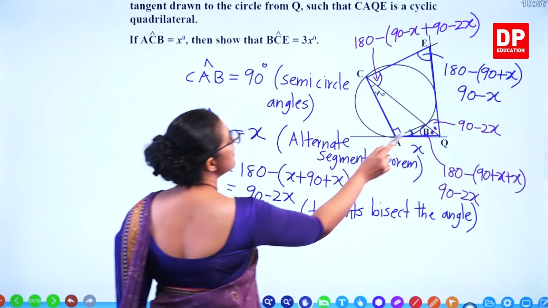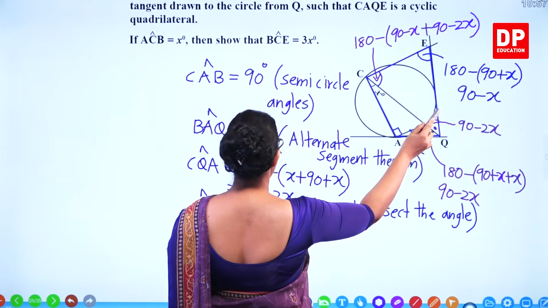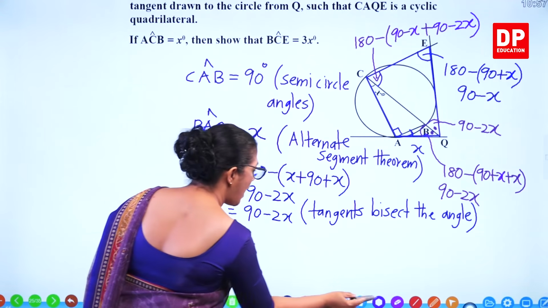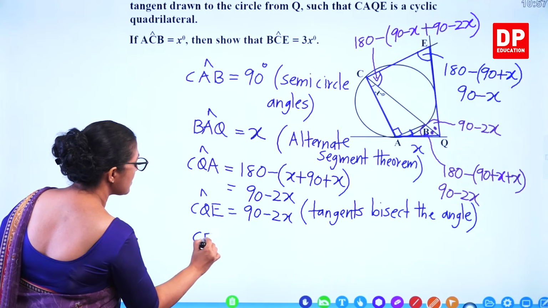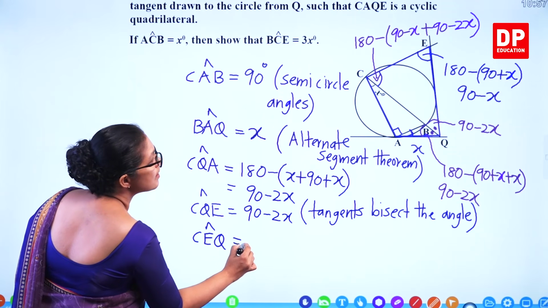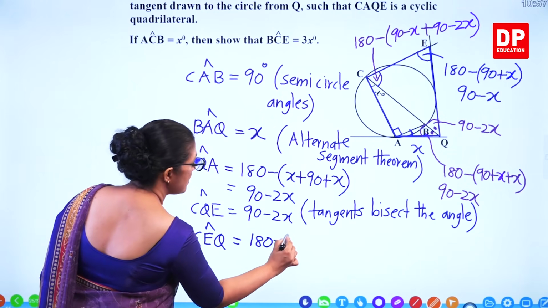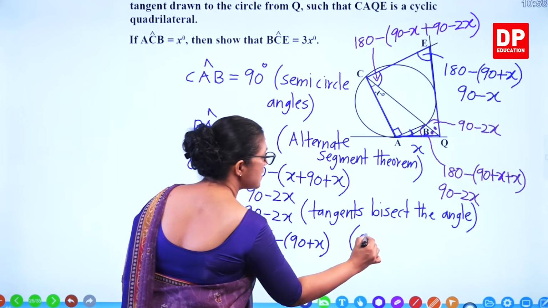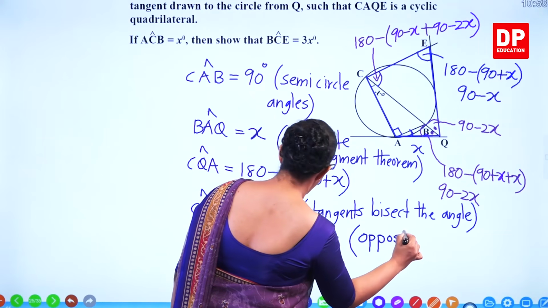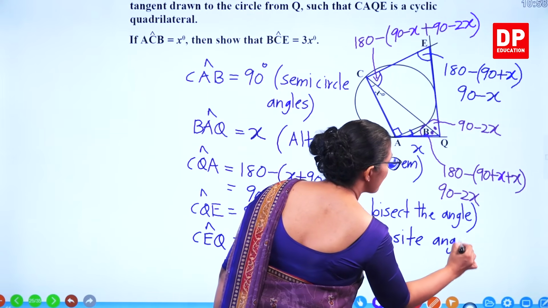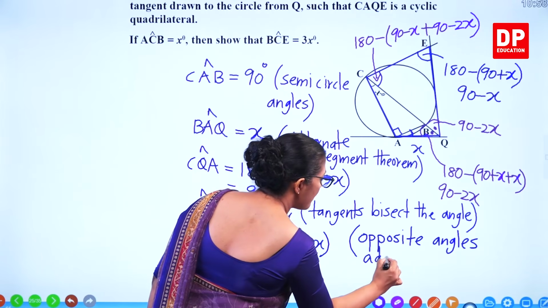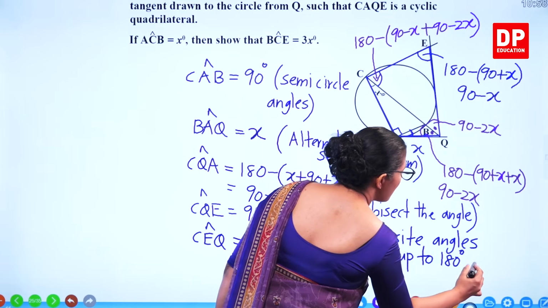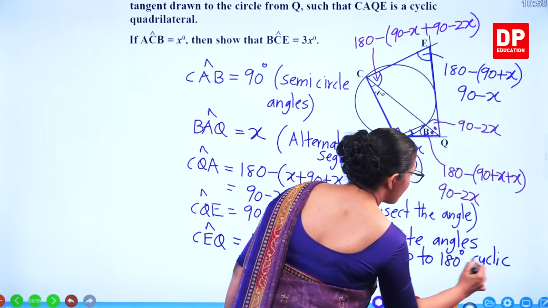Now we have this one, 90 minus 2x, 90 minus x, we didn't write. So we can write CEQ angle. CEQ angle is 180 minus 90 plus x. What's the reason? Opposite angles add up to 180 for a cyclic quadrilateral.